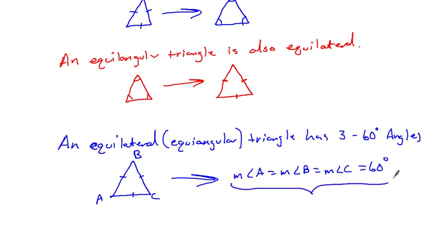What this would lead us to is a lot of substitution in a proof, right? Because if we needed something about angle A, but we knew something about angle B, we could just substitute them, and we could substitute the 60 degrees and all kinds of substituting.